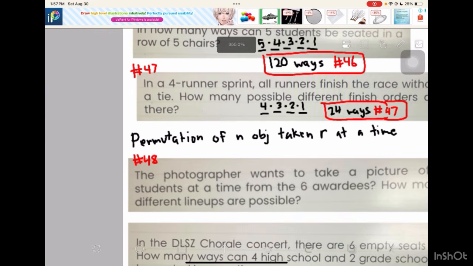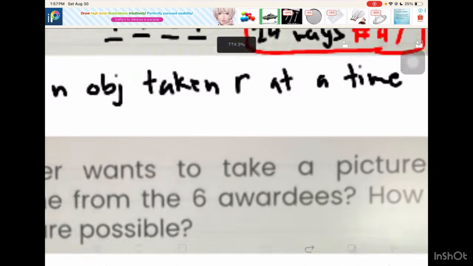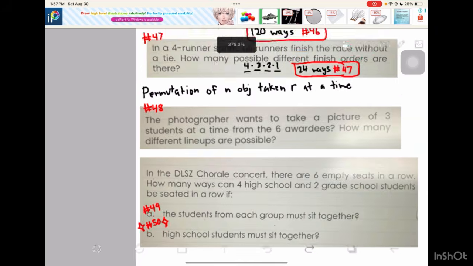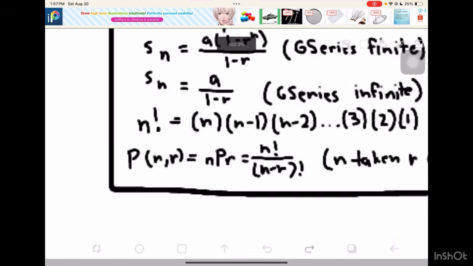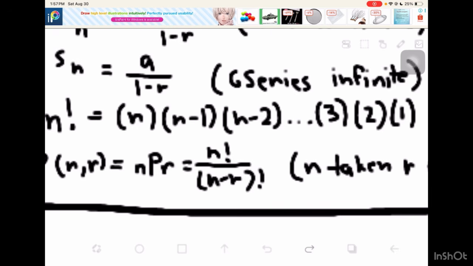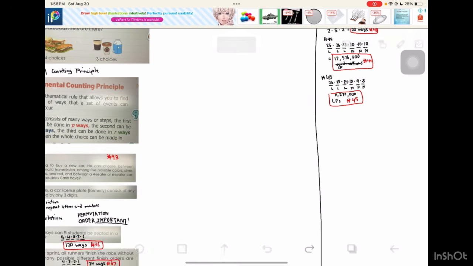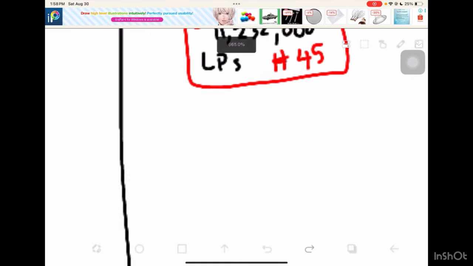Next one, permutation of n objects taken r at a time. So basically, it's using this formula where if you have this button, the nPr, we can just put n and r right next to each other, or it can be expanded to n factorial over n minus r factorial. So let's put this in our solution board. This is number 48.